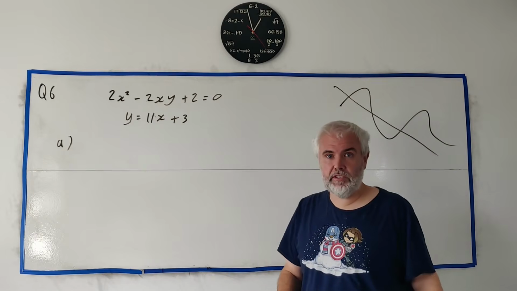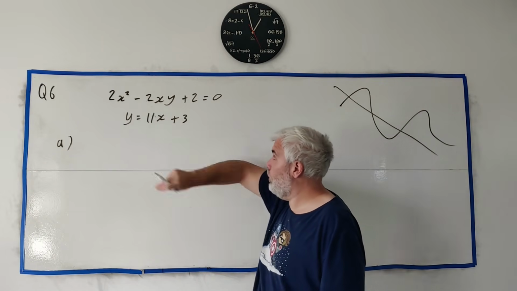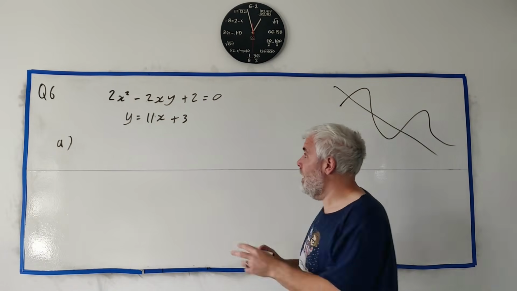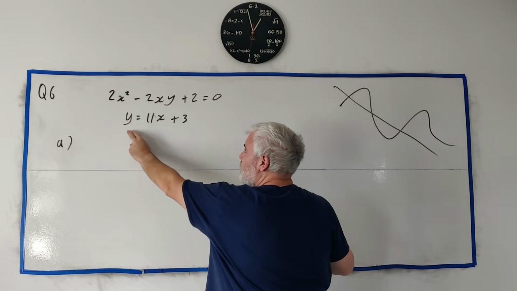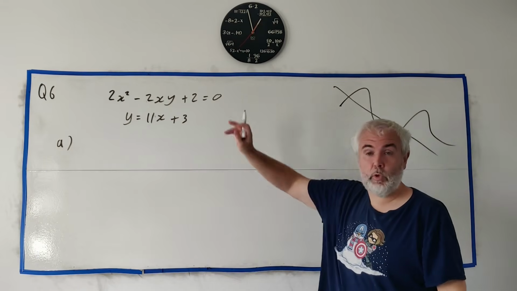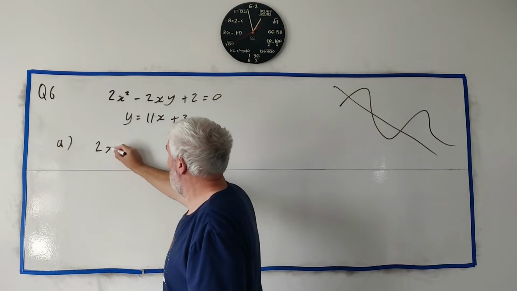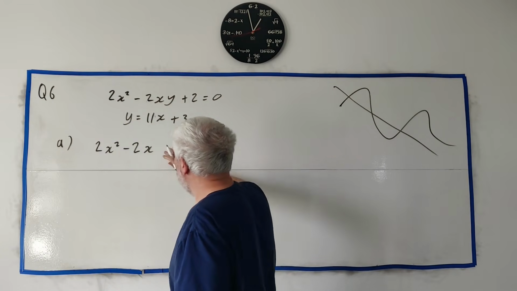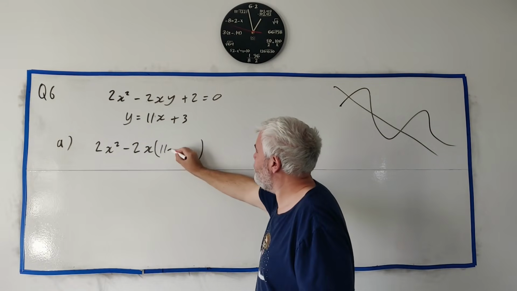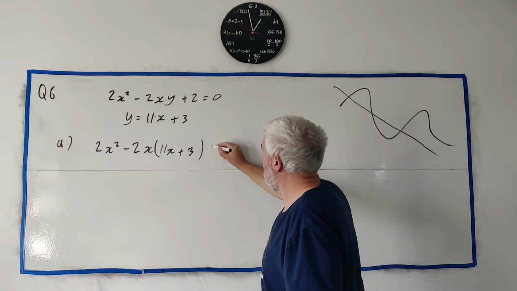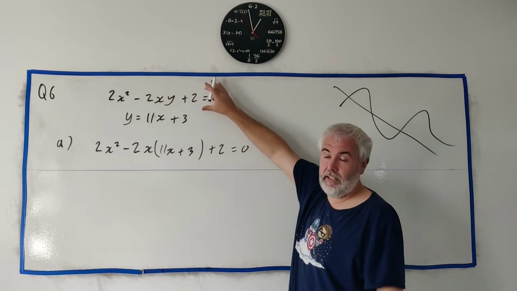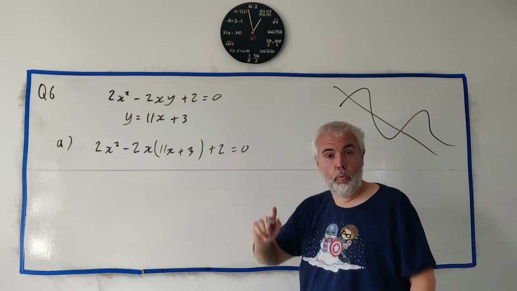Okay, how do you find points of intersection? We've two equations, two unknowns, x's and y's are all that's here. We should be able to put this together and solve it. The second equation already is set up to be y equals, and y is on its own. So what we do here is we rewrite the first equation, 2x squared minus 2x, but instead of y, I put in this here. I put in 11x plus 3, still plus 2, still equals 0. We've now replaced all the y's in this equation.